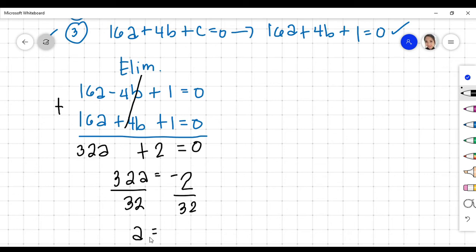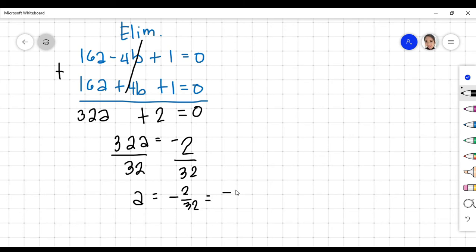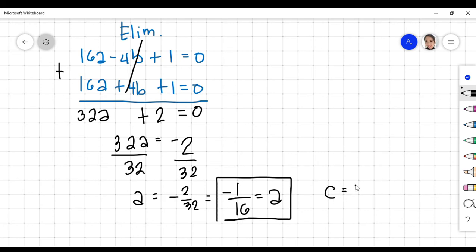So 1a. So a is equivalent to -2 over 32, but that is still not in simplified form. So we can simplify that one, and that is equivalent to -1 over 16. So this is a. Okay, again, our a is -1 over 16. Also, our c is 1, right? So we have to find now, finally, the value of b. So what is the value of b?